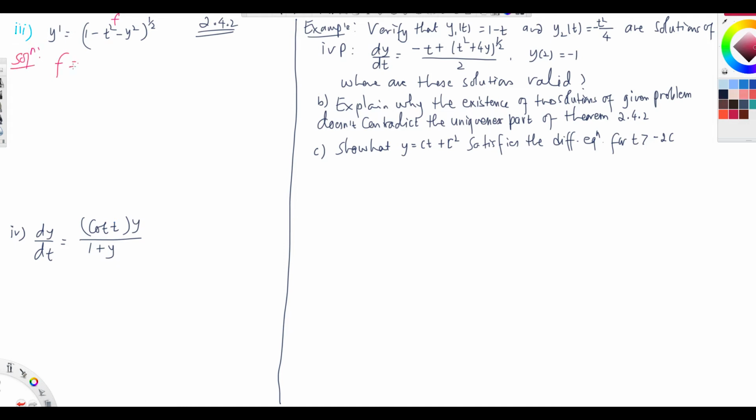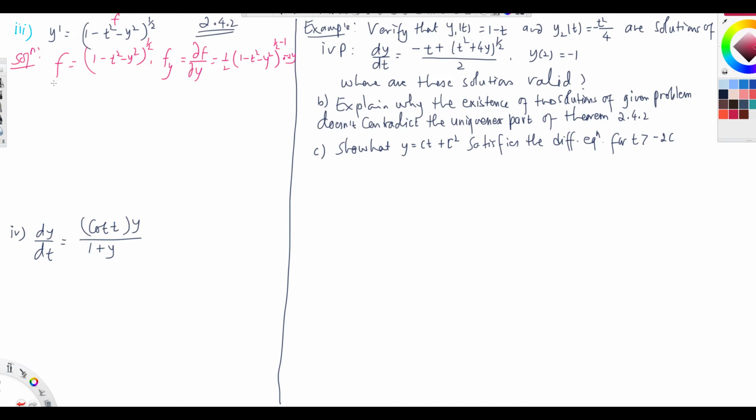What is f? f is (1 minus t squared minus y squared) to the 1/2, right? So what is f sub y? That is del f over del y. What does that mean? That means you are trying to find the derivative of this with respect to y, considering all other variables as constant, right? So how does that look? That will look like 1/2 times (1 minus t squared minus y squared) to the 1/2 minus 1, times the derivative of the inside, which is negative 2y, with respect to y.